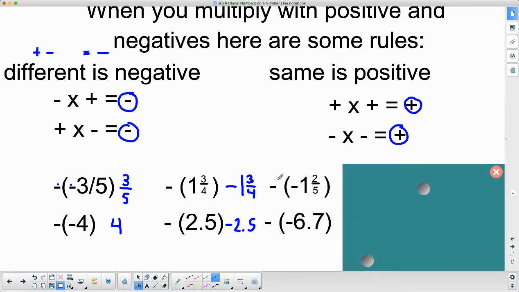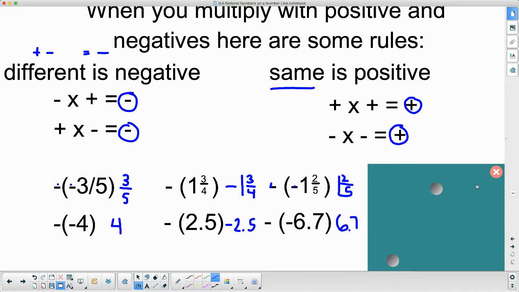Okay, moving on, we have a negative times a negative. So two of the same thing always ends positive. So we're ending with 1 2/5. Here we have negative times negative. So go ahead and try that one. That ends with a positive. Two of the same is always positive.